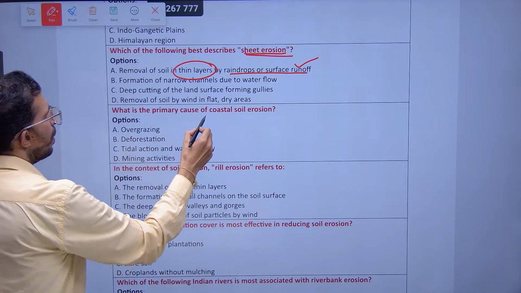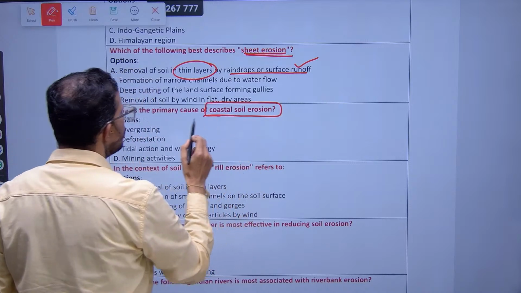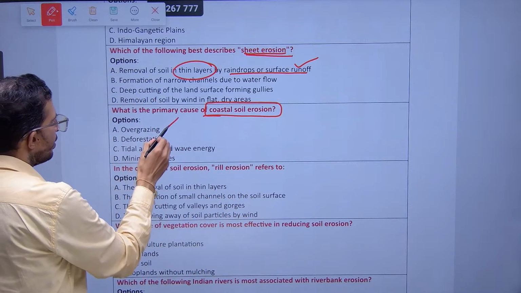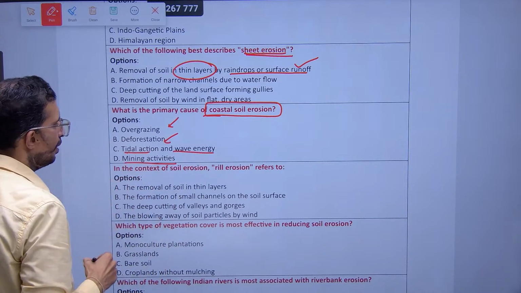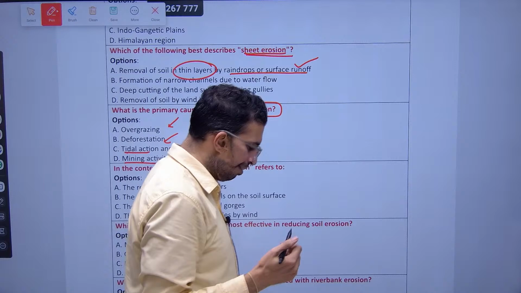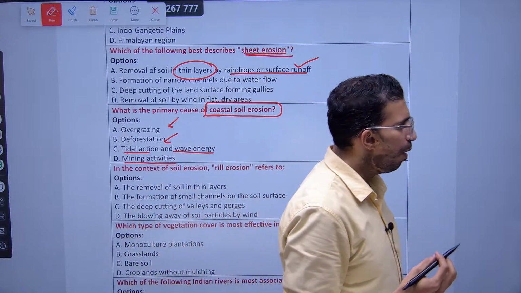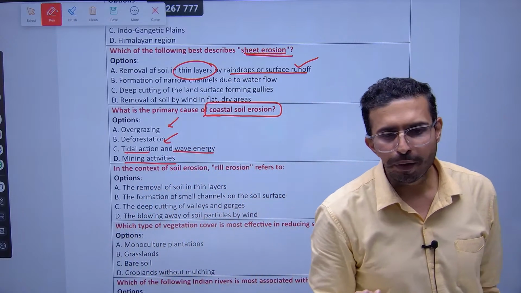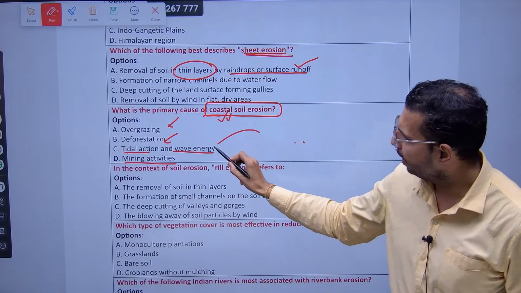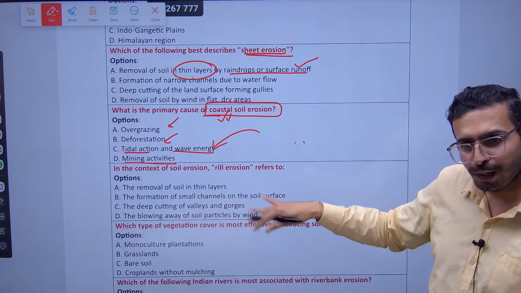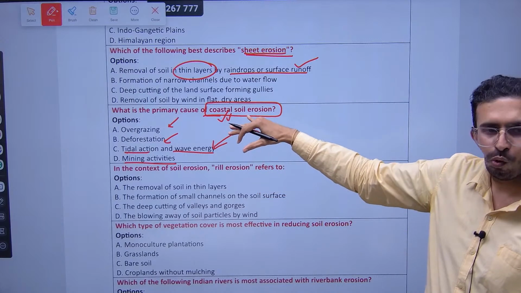Then, what is the primary cause of coastal soil erosion? Is it overgrazing, deforestation, tidal action and wave energy, or mining activity? If you see, yes, these are responsible for soil erosion, but they are asking with respect to coastal soil erosion. So the tidal and wave energy will be more dominant in the coastal region.